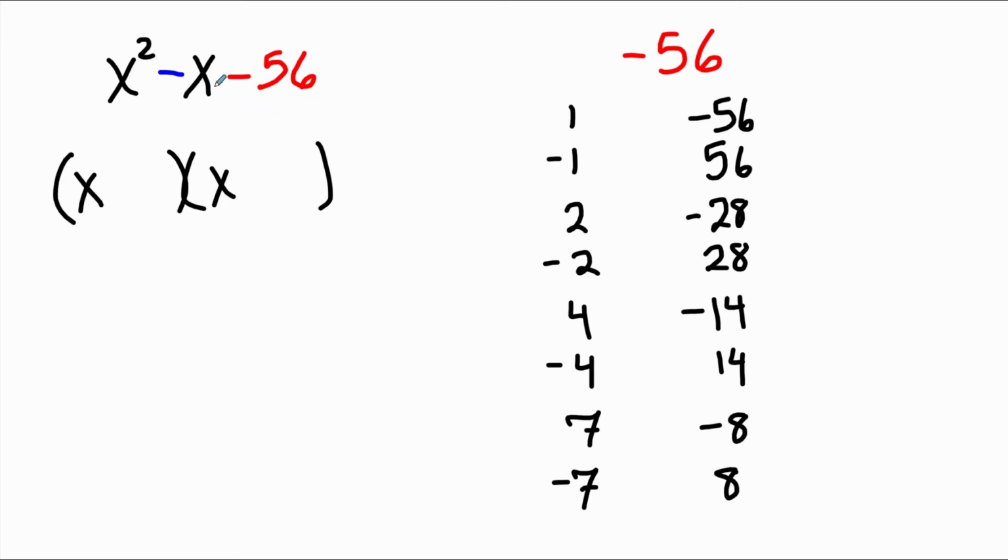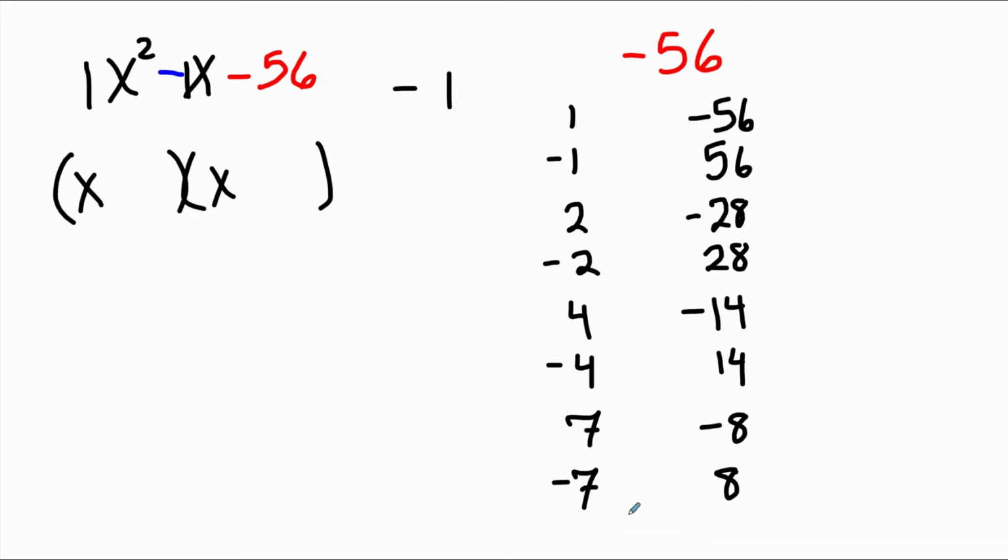Now what if both the numbers are negative? And we don't even know what the middle number is. It's not written here. But just like before, there is a 1 here. It's just not written. So this is actually a negative 1. We're trying to figure out the factors of negative 56 that add to negative 1.